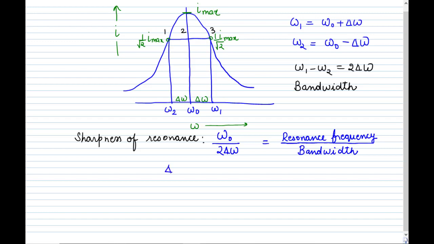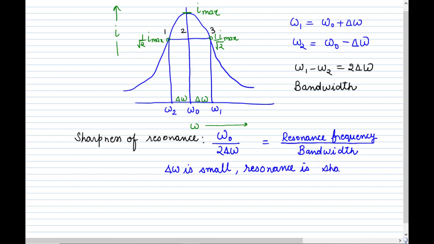So if delta omega is small, that means resonance has a high value of sharpness, or resonance is sharper. High value means it is sharper, and if delta omega is large, because the sharpness is inversely proportional to delta omega, then sharpness will have a low value. That means the resonance is narrower. So that is how we can define the sharpness. If we know the bandwidth, we can define the sharpness, and whether it is sharper or narrower depends on the value of delta omega.